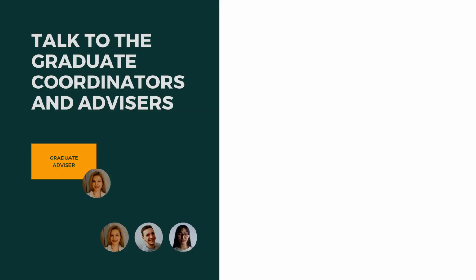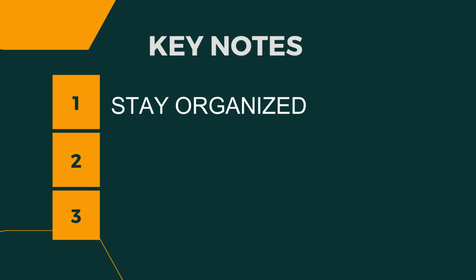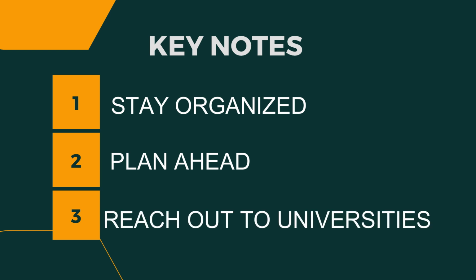So, as you prepare for fall 2024, these are the key points that you have to remember. 1, stay organized. 2, plan ahead. Number 3, reach out to universities and fellow students for guidance and support. So you can go to a university website, talk to the academic counselors, talk to the associate professors, talk to faculty members, just talk to them. Now, after doing all these things, then you know you are set to apply to the school.